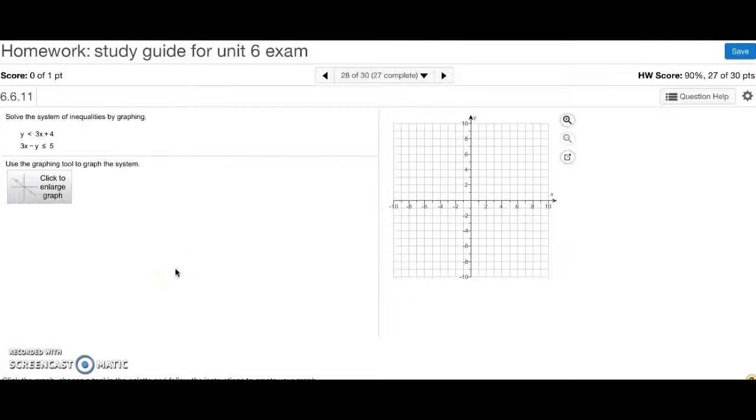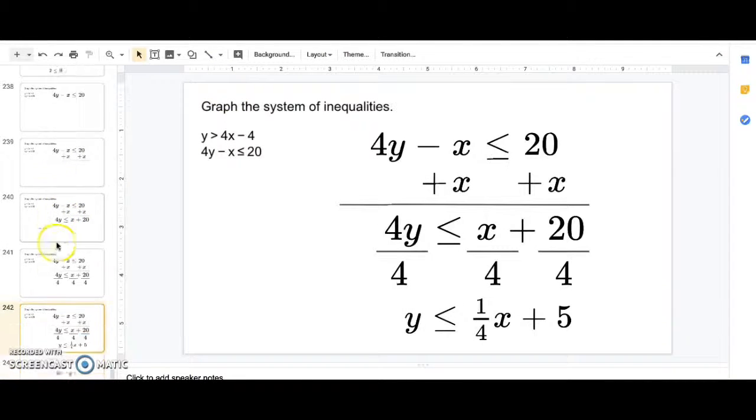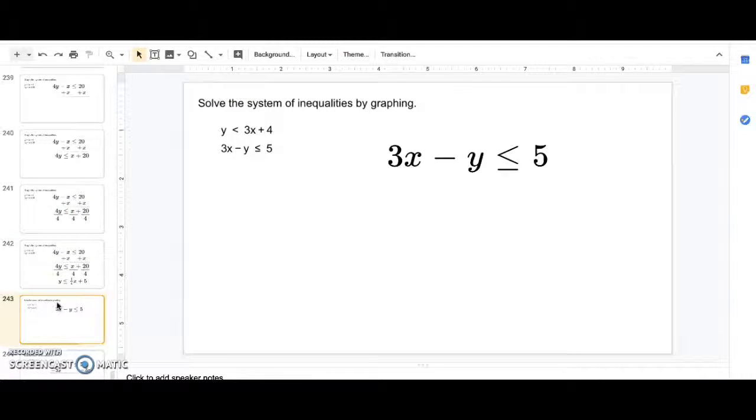Okay, number 28. I'm solving this system by graphing. So I need to make sure both of these are solved for y. The first one is solved for y, the second one isn't, so I have to do that. So solving it for y, I have 3x minus y is less than or equal to 5.